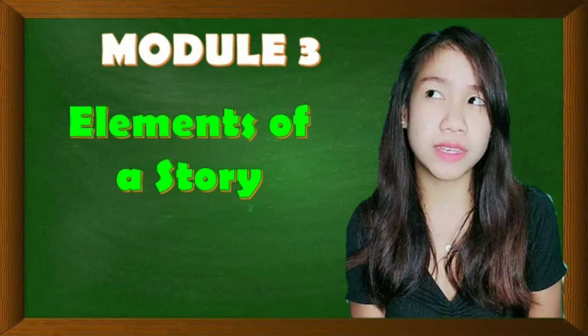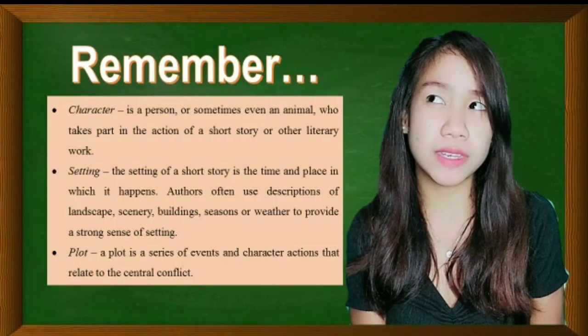First in line is Module 3, which is about elements of a story. Here we learned about these elements of a story, and that's what we're going to recall in this review. We learned about the 5 elements of a story in this module, and these are characters, settings, plot, theme, and conflict. A character is a person or sometimes even an animal who takes part in the action of a short story or other literary work.